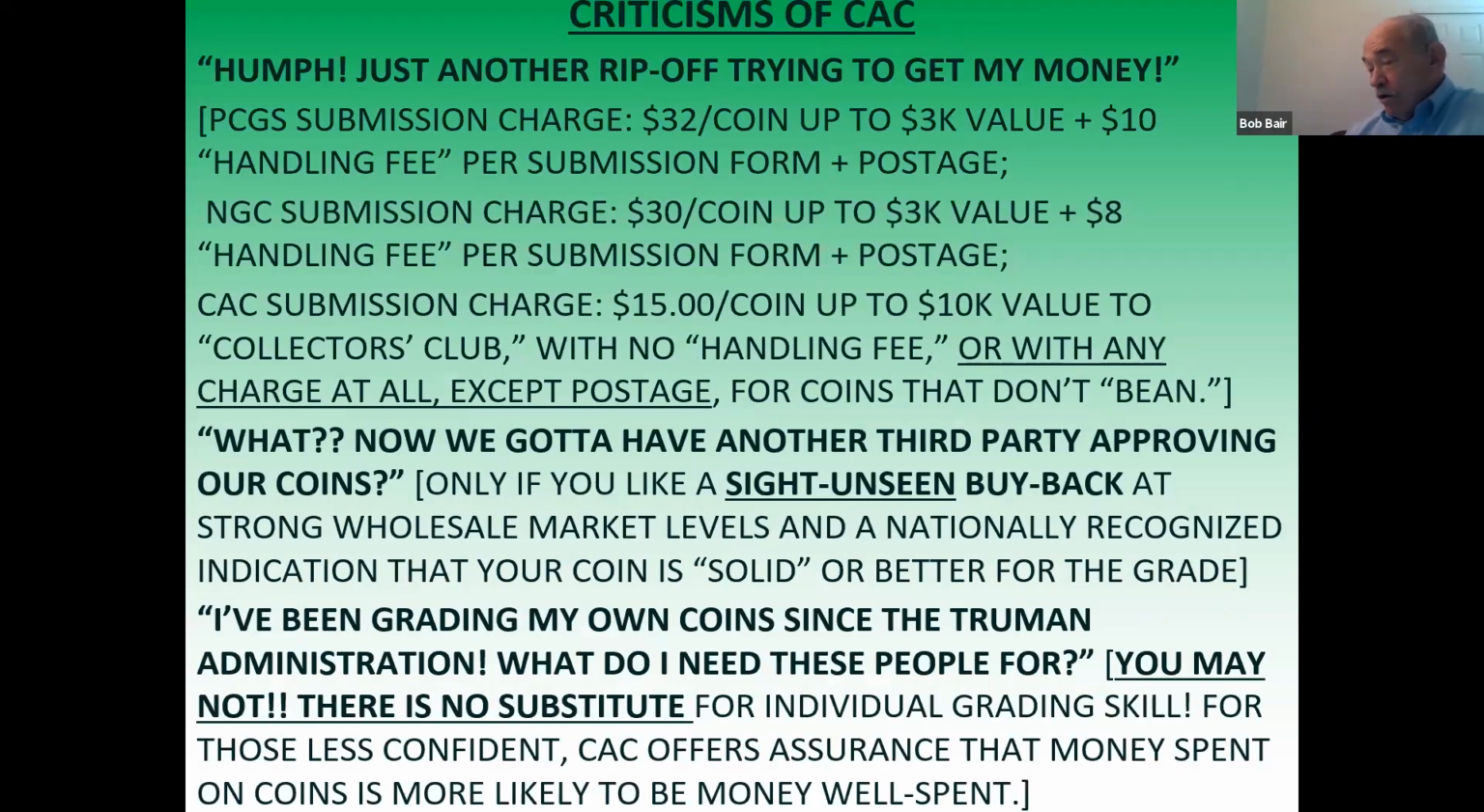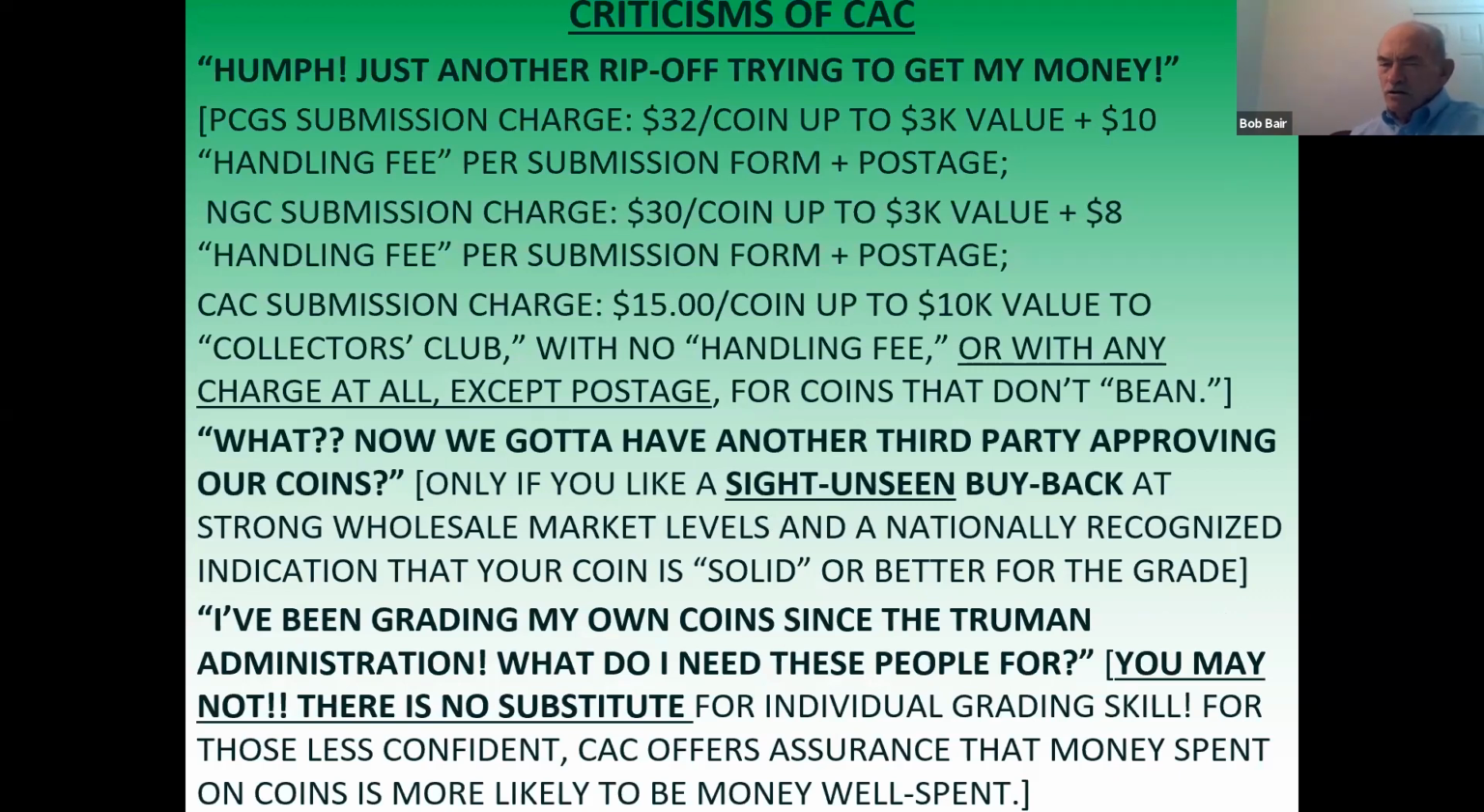Well, as always, there are objections to services like CAC. "Just another ripoff trying to get my money." Well, let's look at this. PCGS charges $32 a coin up to $3,000 in value. There's a $10 handling fee per submission form, plus you pay postage. NGC, it's $30 a coin, $8 handling fee plus postage.